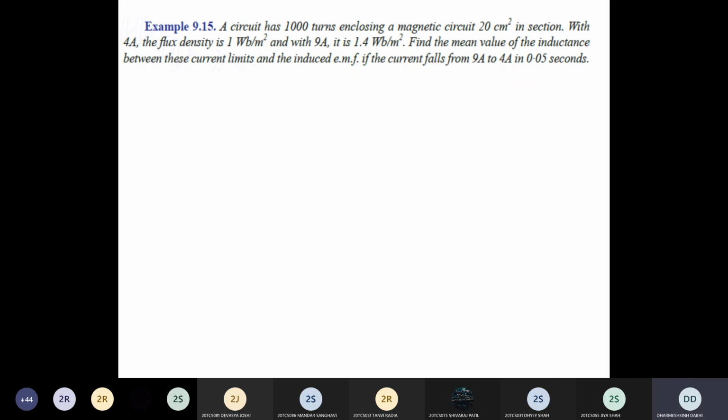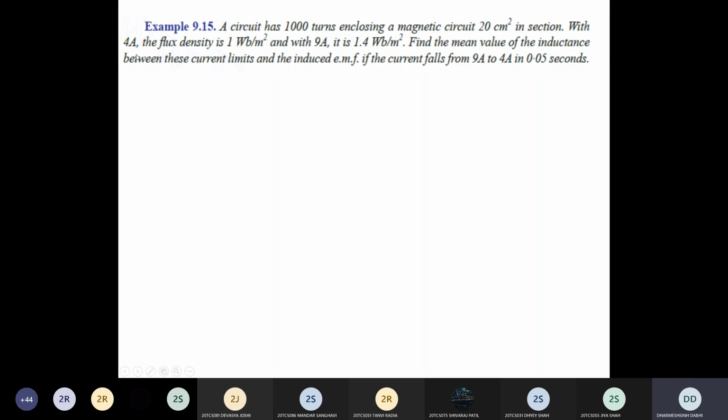Okay, which equation do you use for inductance? First of all, write down the given data. Here the number of turns is given. It means N is 1000 turns. The cross-sectional area of this magnetic circuit is given. It means A is given. Convert into meter square: 20 into 10 raised to minus 4.